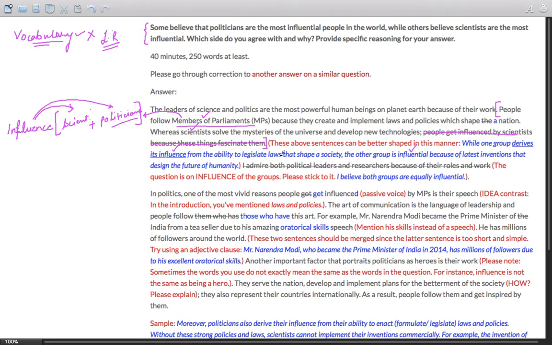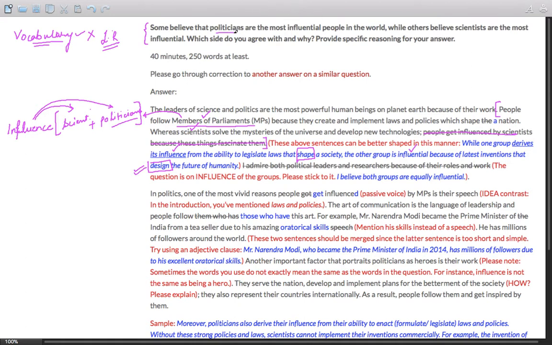Now, what exactly is vocabulary? A student once called me and asked, how can I shape my vocabulary? How can I improve it? Now, you could have used shape at both these places. Shape a society, shape the design of humanity. When you try to use different words in such situations, that builds your vocabulary. Not changing the words over here.